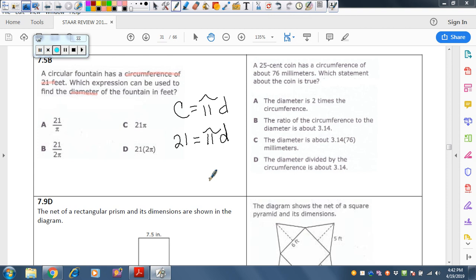And diameter is d. So if pi was a number, and I like to use the number 3, what do I do to solve this equation? I would divide by 3, right? Now, I don't see 7 over here. But what did I do? I divided 21 by 3. What number is 3? 3 is pi, right? Which one of these shows you dividing circumference divided by pi?